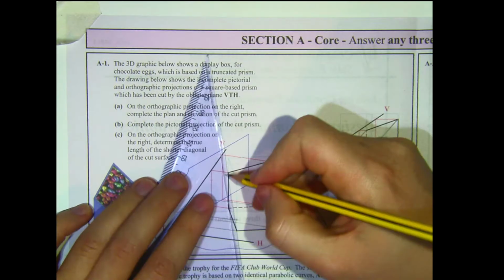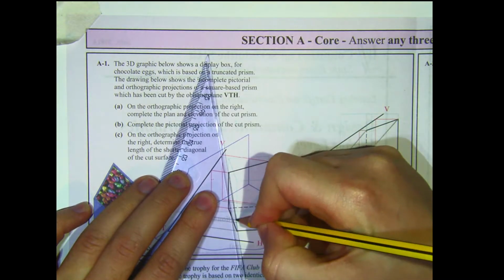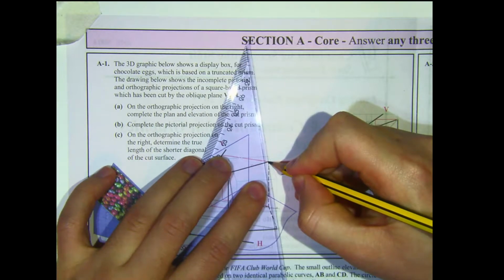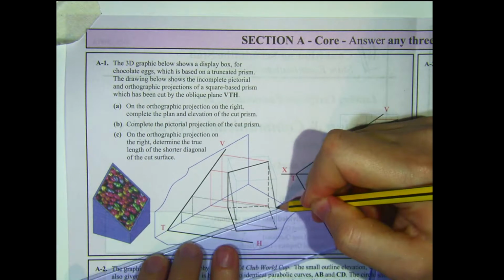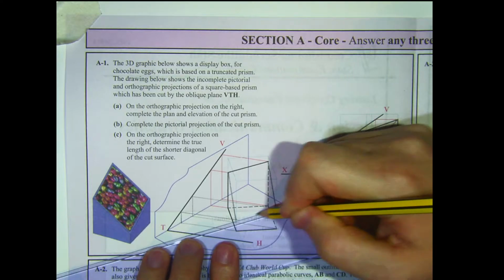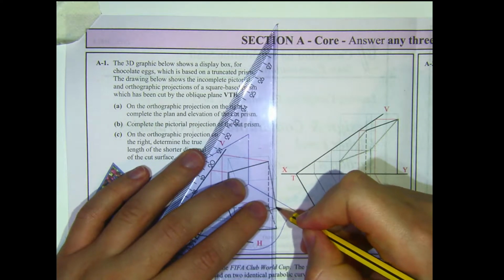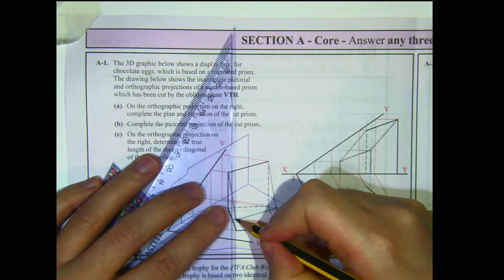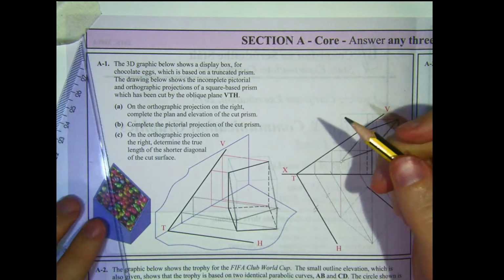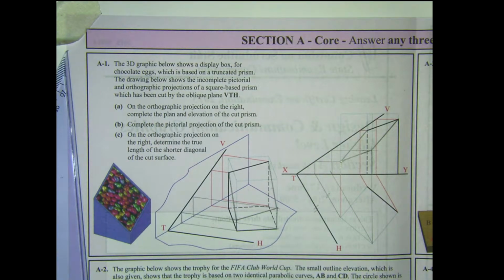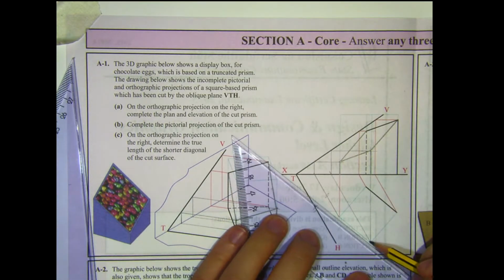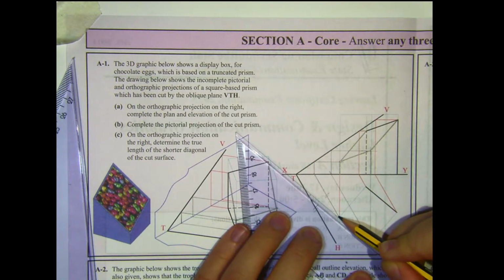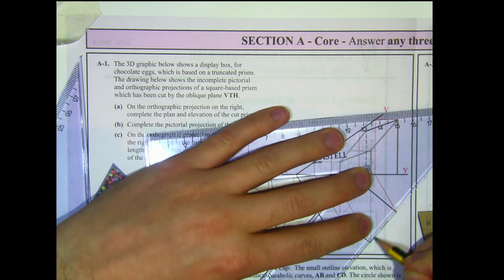Again, these are all joined up. And we've got solid line here and here. And that is part B of this question. So now we're going to look for the, sorry, I didn't complete the plan of this. So just darkening in the outline of the plan.